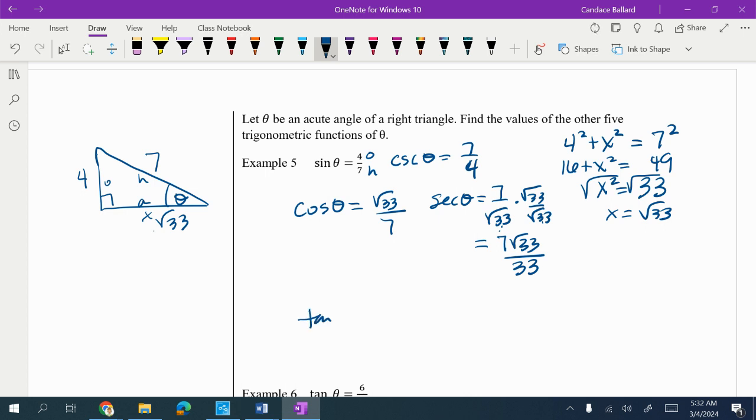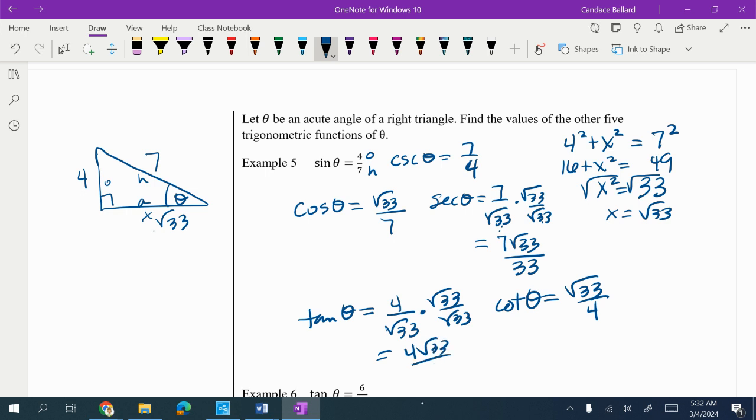Next, I'm going to find tangent. Tangent is opposite 4 over adjacent square root of 33. Before I rationalize that, I'm going to go ahead and flip it for my reciprocal, cotangent. And then I'm going to come back over here and rationalize. So I have 4 square root of 33 over 33.